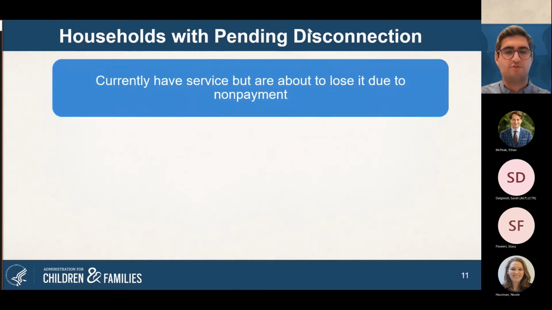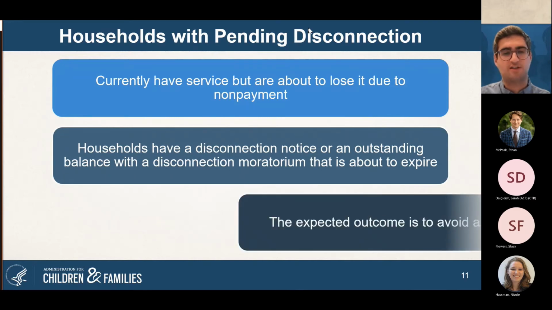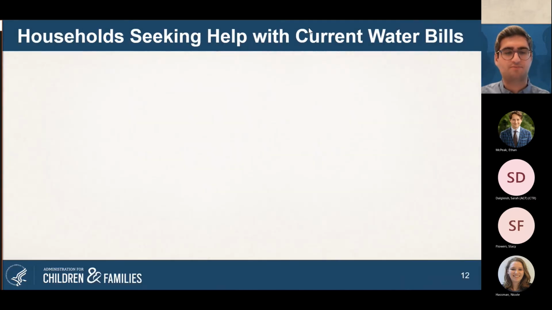The second priority group are the households with pending disconnection. They currently have service but are about to lose it because of non-payment. This means they have a disconnection notice, or they could have an outstanding balance, but have been protected by a disconnection moratorium that is about to expire. For this group, the expected outcome is to avoid a disruption of service regardless of how brief.